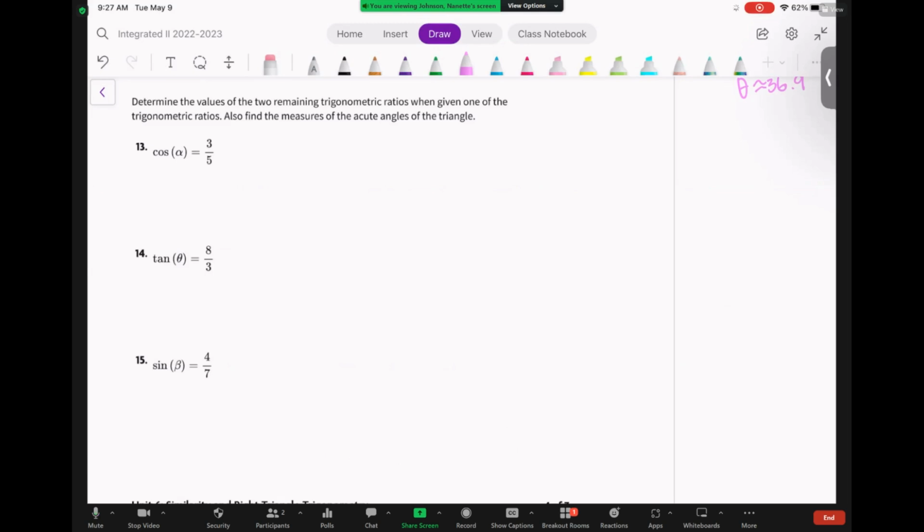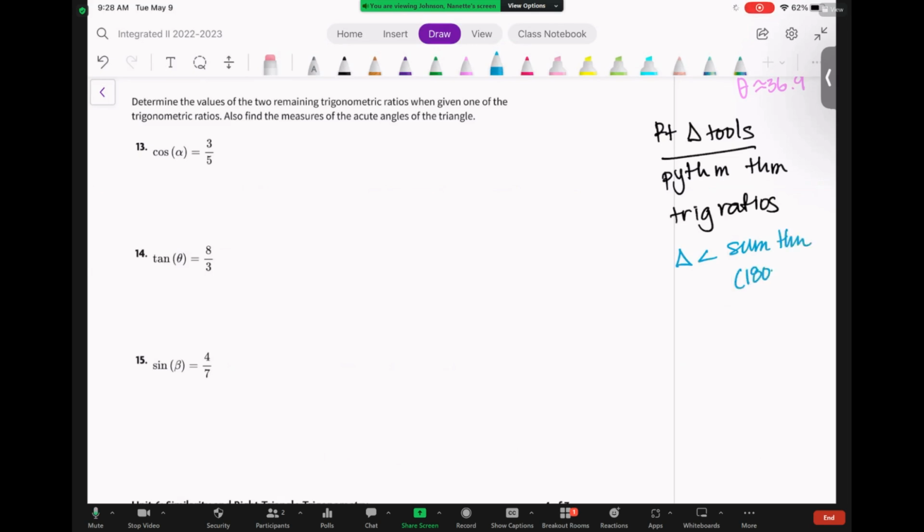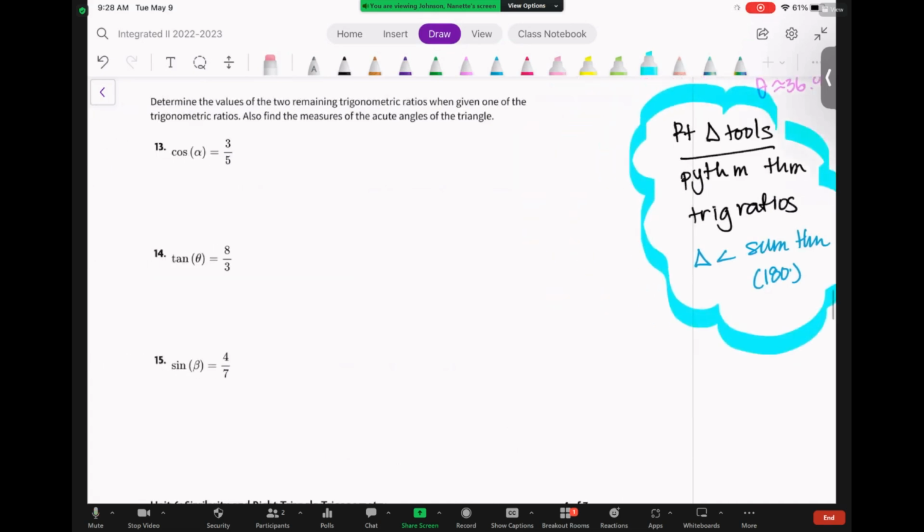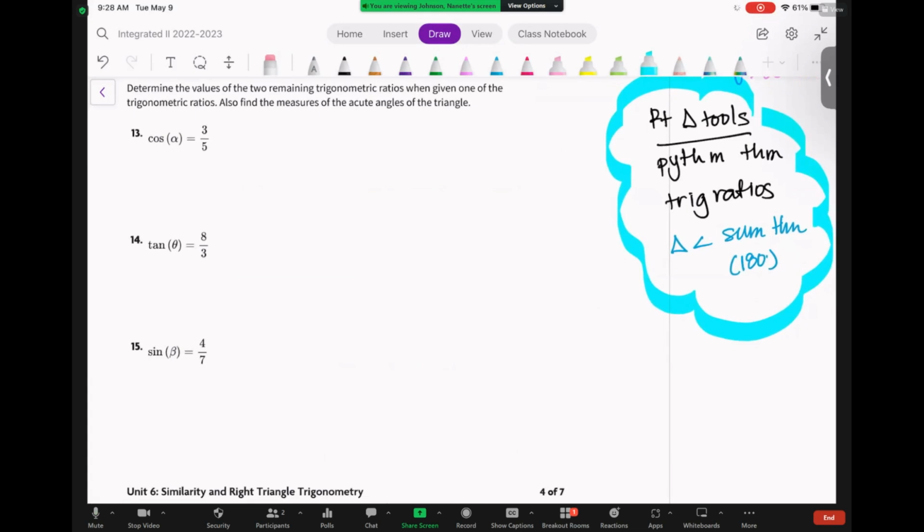So the first thing that I'm going to remind you of is you're going to be using all of your right triangle tools, just a quick reminder: your Pythagorean theorem and your trig ratios. And then kind of in the background is the triangle angle sum theorem. I'm just going to put 180 degrees to remind you. These tools are such a big deal. If you don't know them, then doing these problems becomes a really big task. All right, so let's get started.